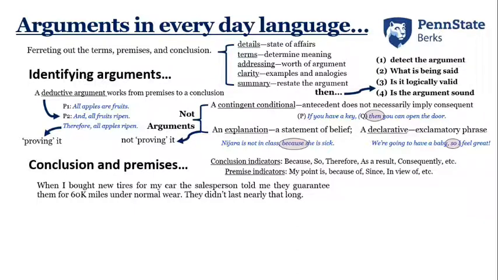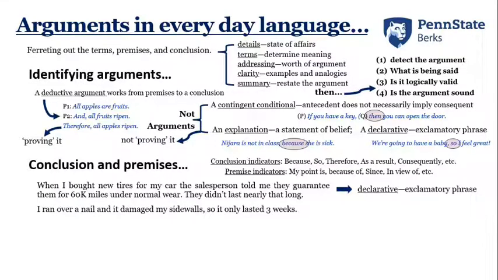Now, if somebody is saying that to you, they're not trying to prove anything. At this point, all they're doing is declaring. They're just simply saying this is what happened, okay? If somebody then goes farther and says, I ran over a nail and damaged my sidewall, so it only lasted 3 weeks. Again, they're not trying to prove anything to you, so there's nothing for you to do except perhaps to share in their misfortune. That is nothing more than an explanation. It's just a statement of their particular beliefs.